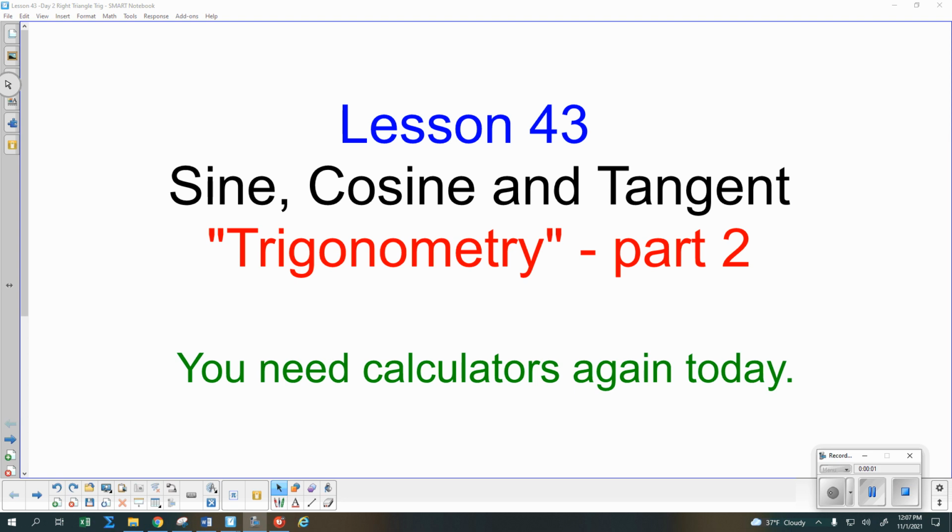Going to finish up what the book has in lesson 43. We already know our basic SOHCAHTOA definitions for sine, cosine, and tangent. And we know if we have an angle and we have the sides labeled, how to use that to find the ratios. What we're going to do today is, if we have the ratio, can we find the angle with the help of the calculator?